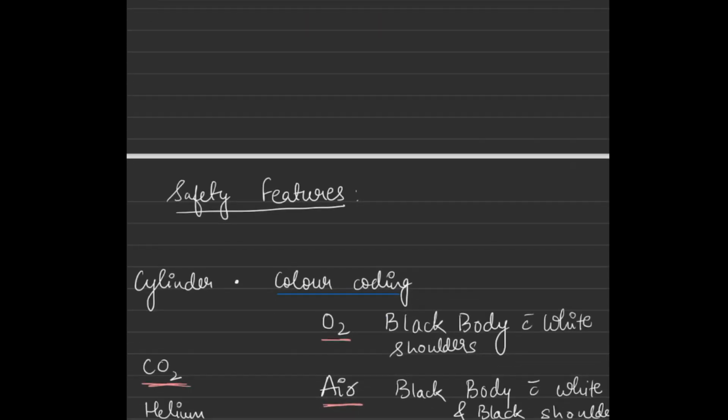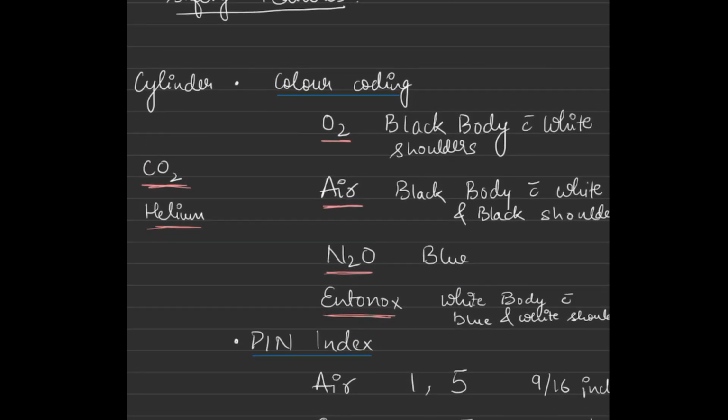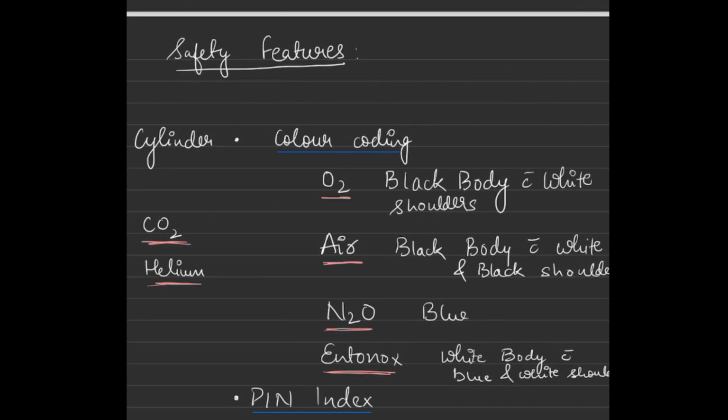Then we will be discussing the safety features of high pressure system. In this class, we have not covered details about the cylinder, which will be covered in another class. The safety features of high pressure system include safety features about the cylinder. So, color coding is a safety feature.